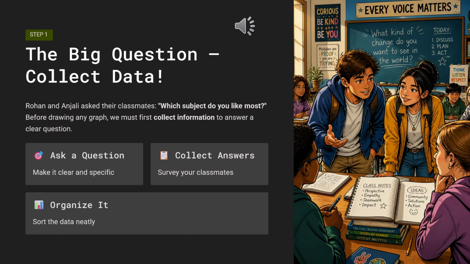Ask a clear question. Collect everyone's answers. And the third step is to organize the answers neatly. Without collecting data, we cannot make graphs or pictographs. What is your favorite subject?